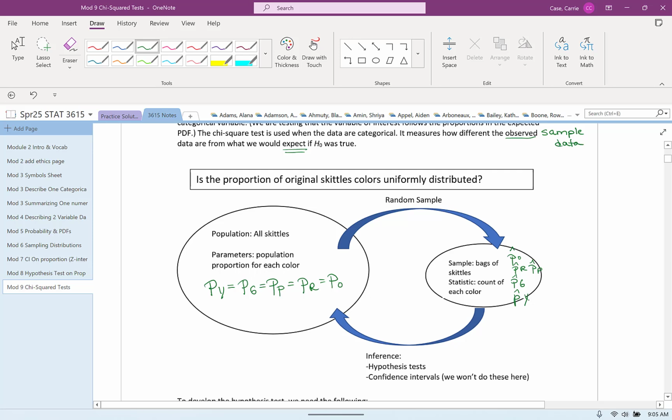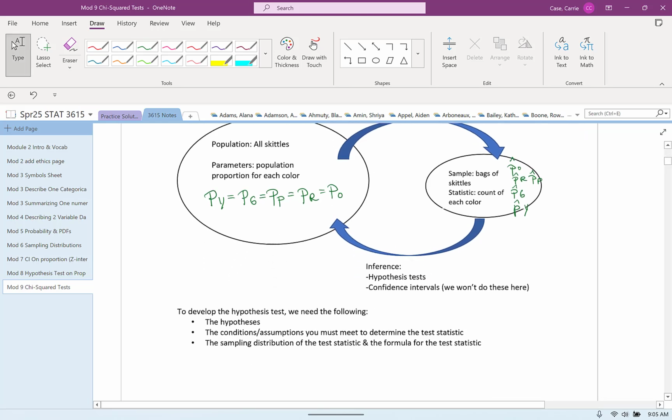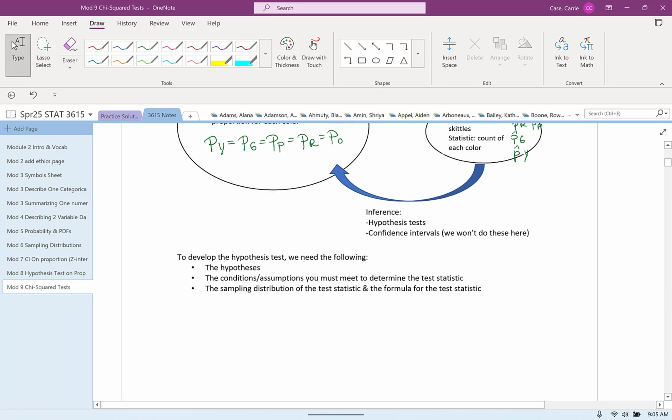And we use that information along with probability rules that we don't do in this class to do this hypothesis test. We will not be doing confidence intervals in this particular module, but you can do confidence intervals after you do a hypothesis test. All right, so to develop the hypothesis test, we're going to need how we write the hypotheses, the conditions or assumptions we have to meet in order to use or do the test statistic, and the underlying sampling distribution of our test statistic, and specifically the formula for that test statistic.